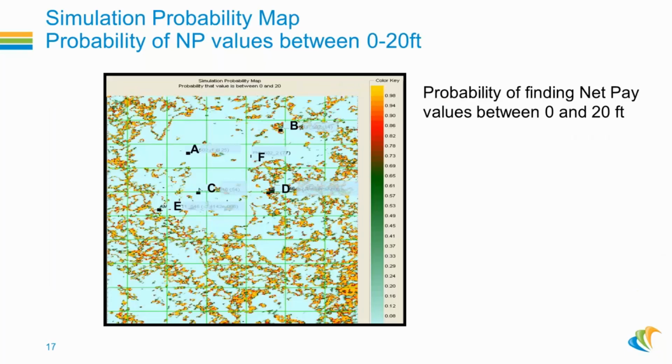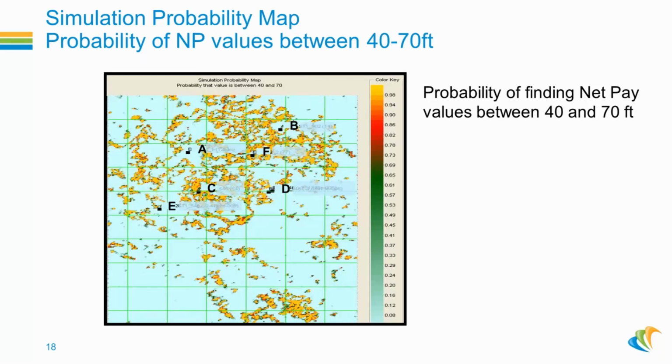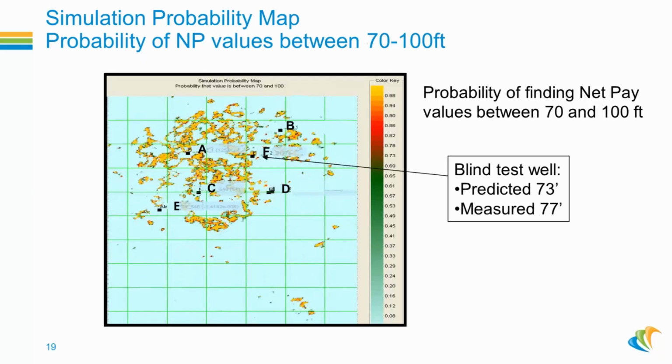From these simulations we derive probability maps. Here I'm showing the probability of net pay values between 0 and 20 feet. Next, I'm showing the probability values of finding net pay between 40 to 70 feet. And the last one will show me the higher probabilities, so that's where the net pay is higher, between 70 and 100 feet. And this is where my blind well test falls in.